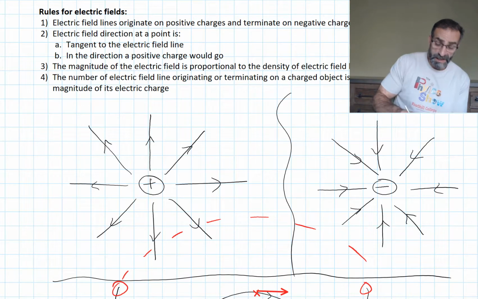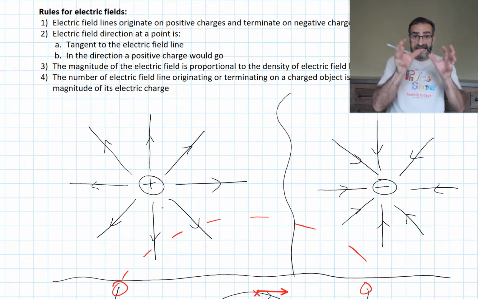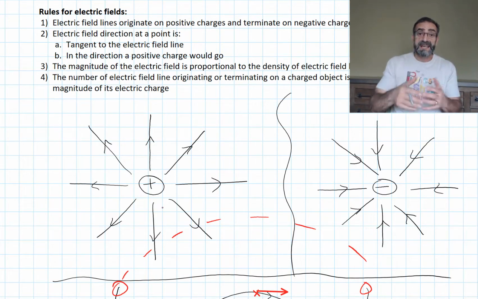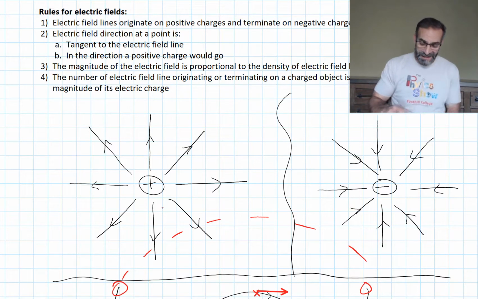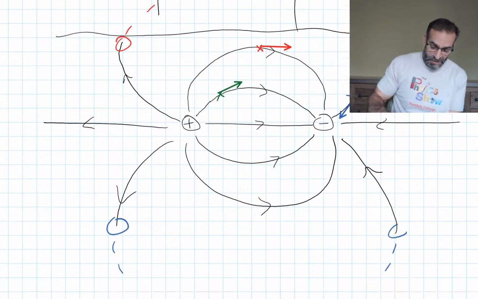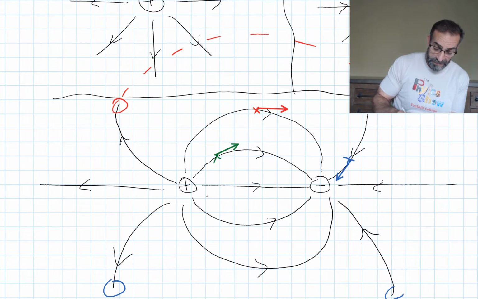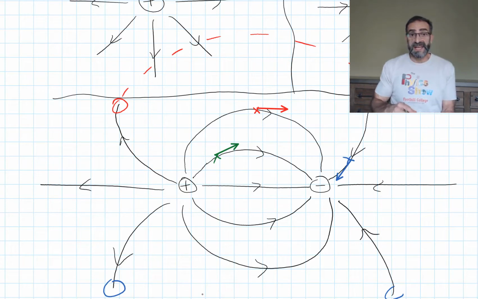That means that as we get closer to this charge, because the density of the field lines is increasing, the electric field is also increasing. The density of the field lines is proportional to the magnitude of the electric field if we drew our field lines correctly. So this tells us the same thing. In here, the electric field is strong. Out here, it's weak. And we can see that just by the density of the electric field lines.